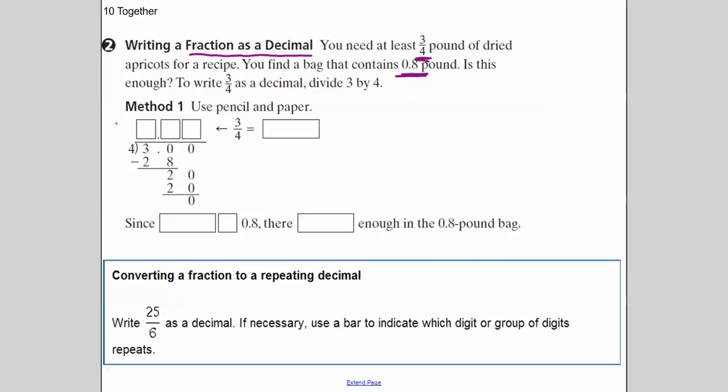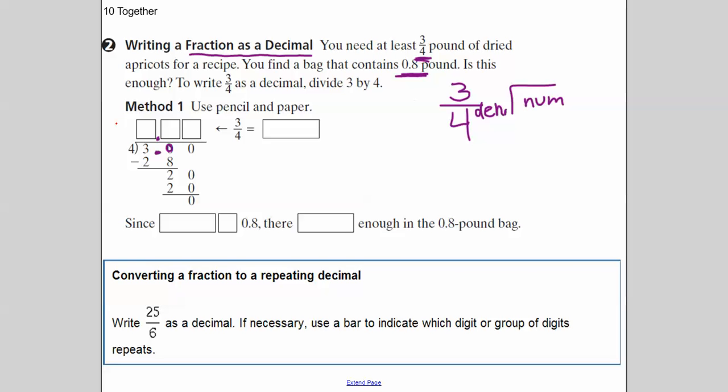To write it as a decimal, I divide 3 divided by 4. So 3 is my dividend, 4 is my divisor. The numerator is my dividend, the denominator is my divisor. This is the way I set up my problem right here. So I do 3 divided by 4, and then I just solve my problem. How many times does 4 go into 3? None. So I add a decimal point and add a 0.